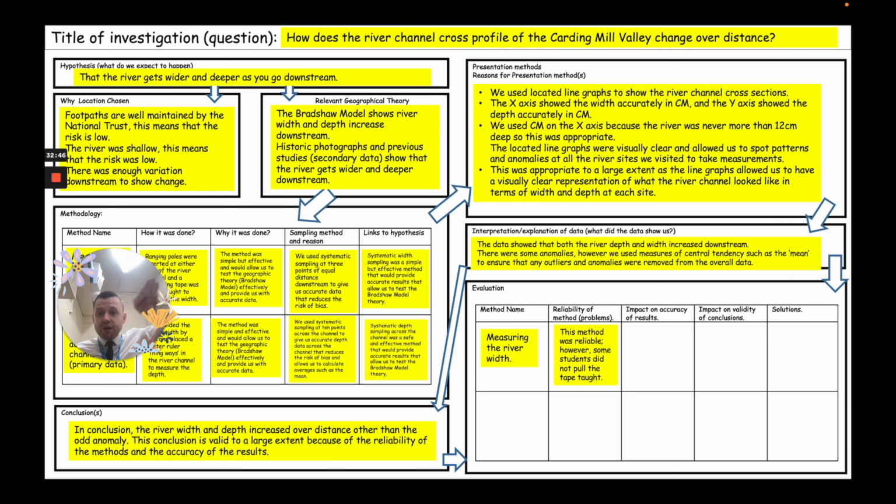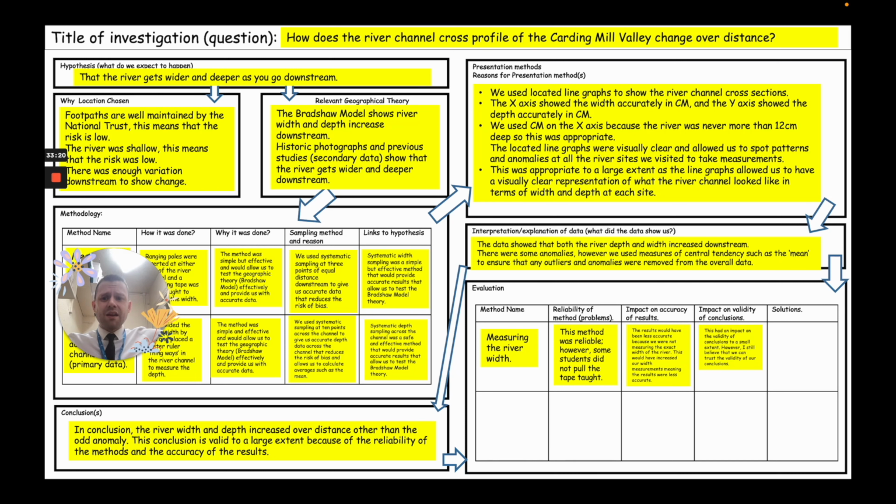Okay, so that wasn't very reliable. And the results would have been less accurate because we're not measuring the exact width of the river. This problem with reliability would have increased our width measurements, meaning the results are less accurate. Alright? This had an impact on the validity of conclusions to a small extent. I don't think it made that much difference.